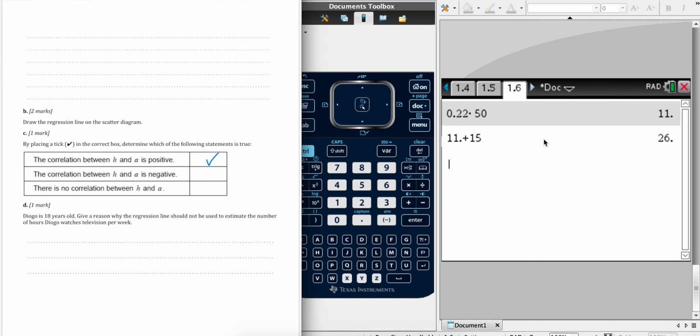Okay, so writing anything to do with the fact that he's too young and that it leads to extrapolation.